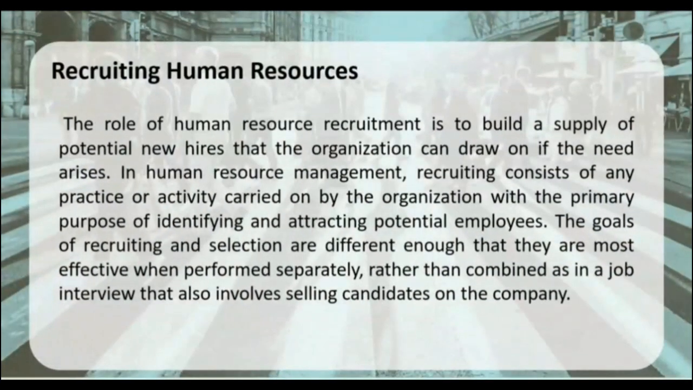Recruiting human resources. The role of human resource recruitment is to build a supply of potential new hires that the organization can draw on if the need arises. In human resource management, recruiting consists of any practice or activity carried on by the organization with the primary purpose of identifying and attracting potential employees.